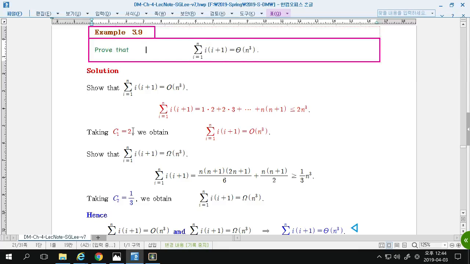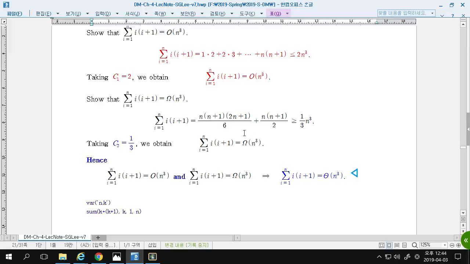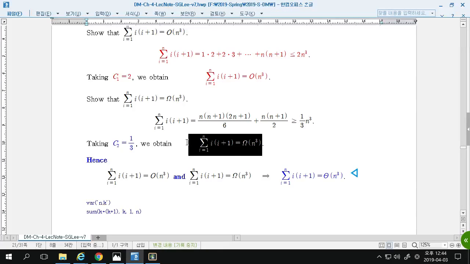So if we choose C1 equal to 2, then it is big O, and from here, this can be written as this, and since this is non-negative, this inequality holds. So if we choose C2 equal to 1/3, then we can show the left-hand side is omega of n cubed. Since it's big O and omega, it's theta of n cubed.